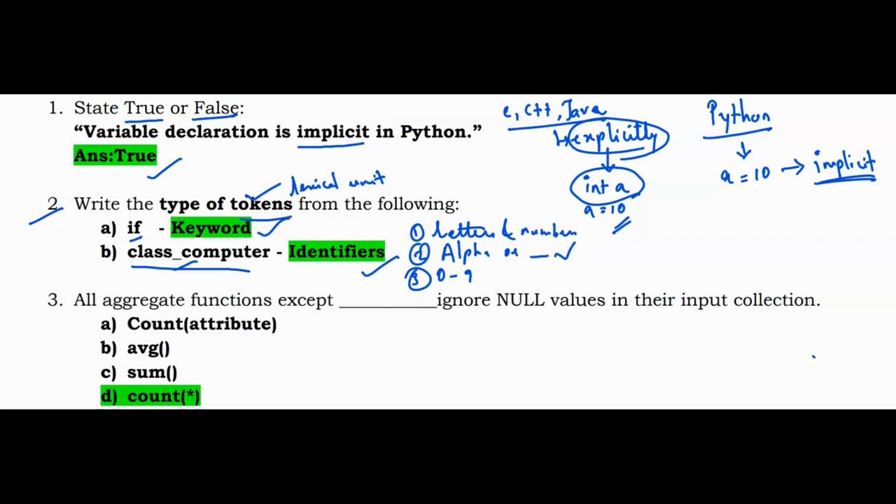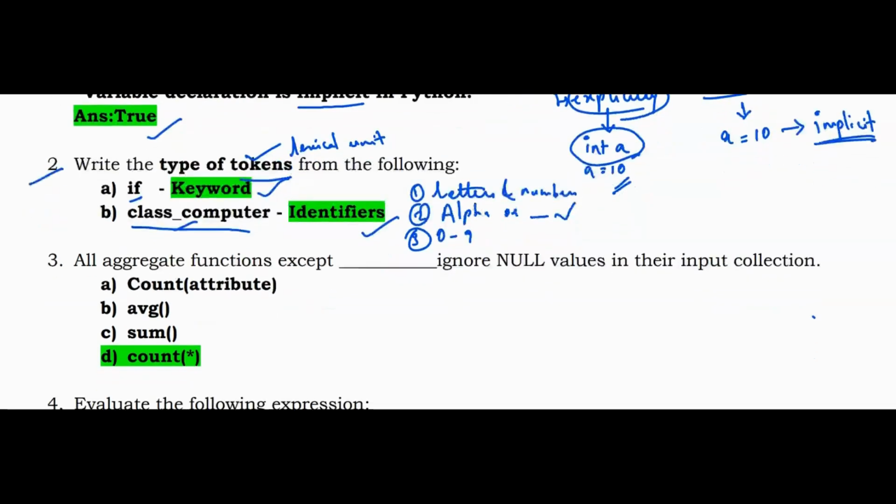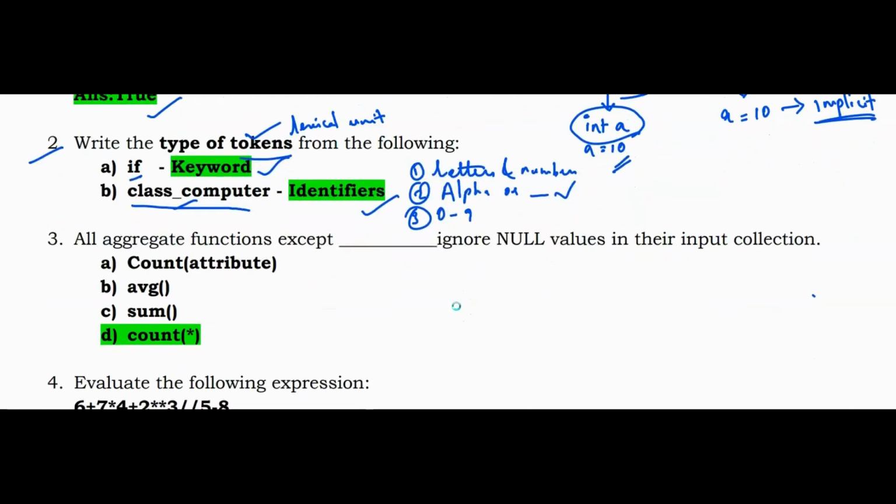Let us move on to the next question: all aggregate functions except dash ignore null values in their input collection. What is the answer? Count star. Count star will not ignore the null values and the duplicate values. All the other aggregate functions, except count star, ignore the null values in their input collections.